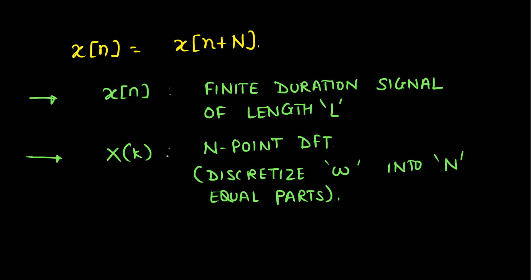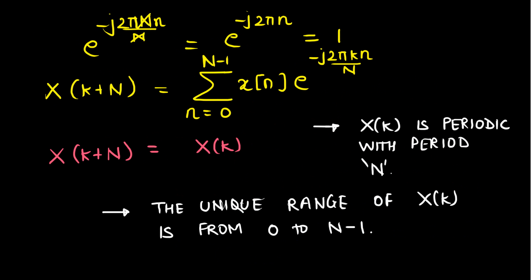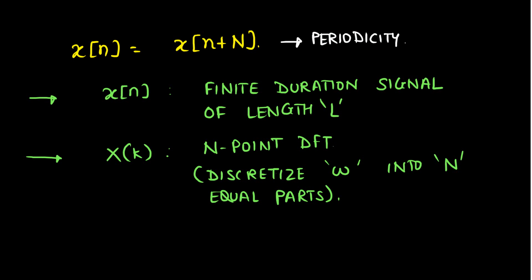And we know that this discretization leads to inherent periodicity in the time domain, and the same thing is observed here. So this periodicity in the time domain is obtained due to this discretization of omega into N equal parts, which is the inherent periodicity. So what we observe here is that this X of k as well as this x of n exhibits some kind of periodicity with a period N.